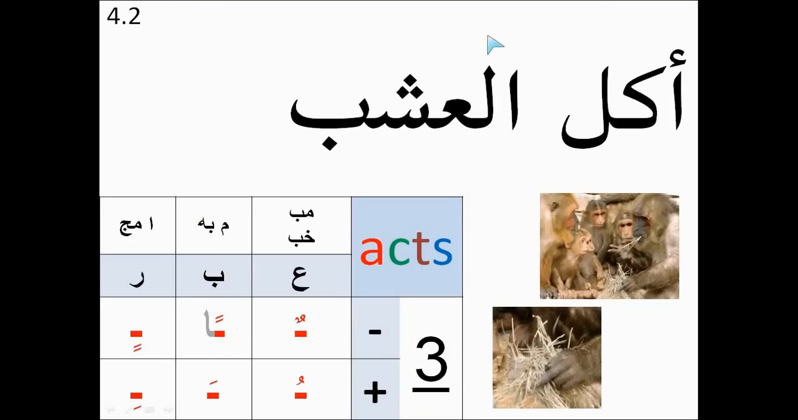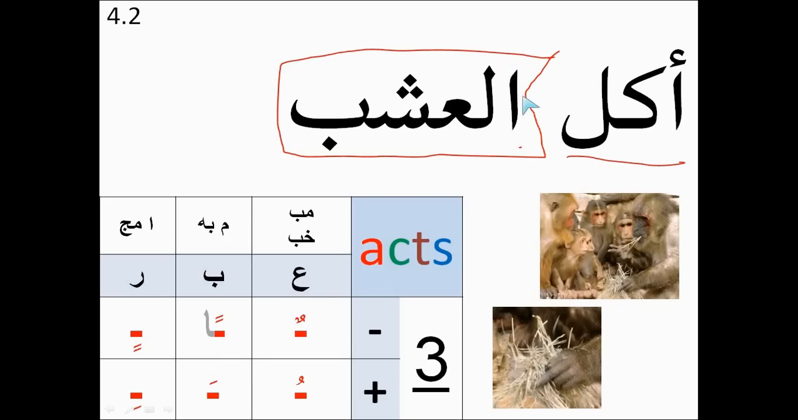Take another example: أكل العشب. So again, this is a verb, so we're going to ignore that for the moment. But this is a مفعول به. This is the word that is being acted upon by the verb. So we draw a little box with the arrow indent in there, and we know that this is a مفعول به. So there's the مفعول به.